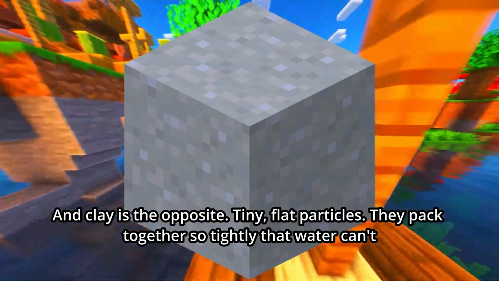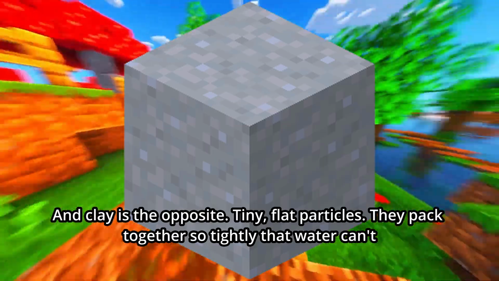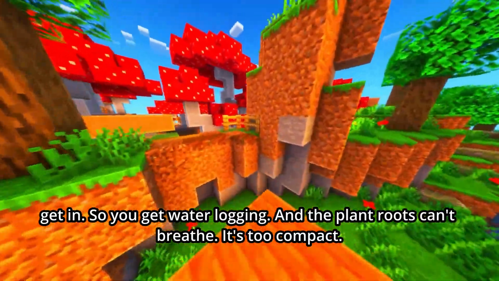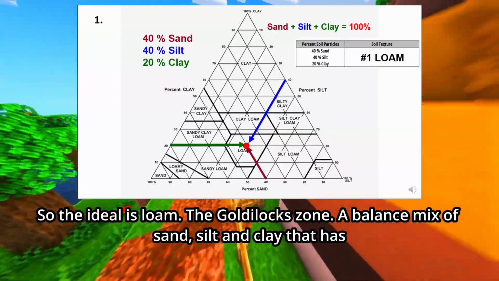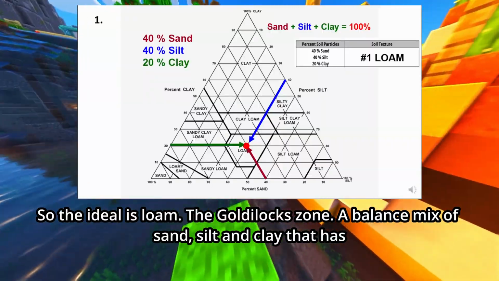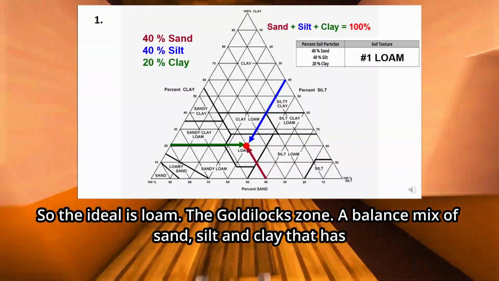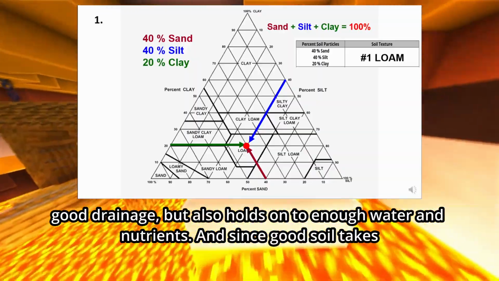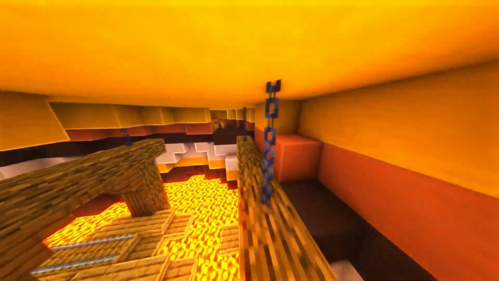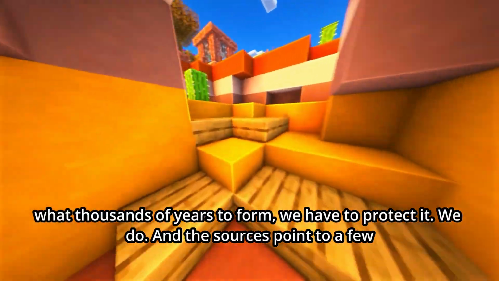Tiny, flat particles. They pack together so tightly that water can't get in, so you get waterlogging, and the plant roots can't breathe, it's too compact. So the ideal is loam. The Goldilocks zone, a balanced mix of sand, silt, and clay that has good drainage, but also holds on to enough water and nutrients. And since good soil takes thousands of years to form, we have to protect it.